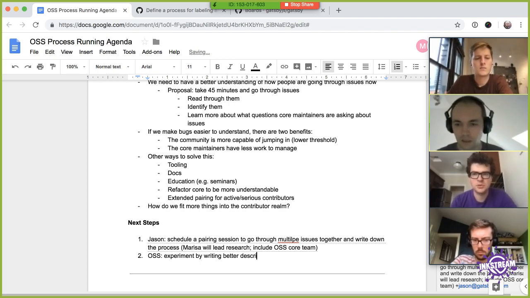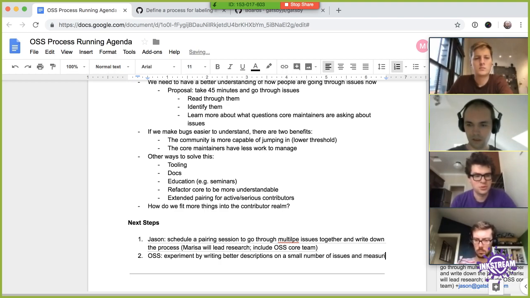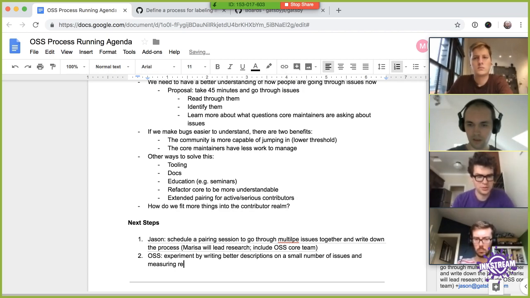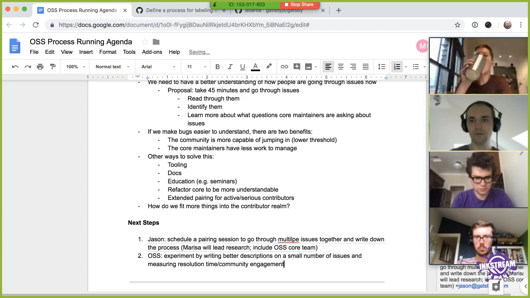Better descriptions on a small number of issues, and measuring resolution time, engagement. What would be cool too is if we find 10 issues that would be good candidates, let's write up 5 of them and not write up the other 5, and then just measure the time to resolution for those issues.